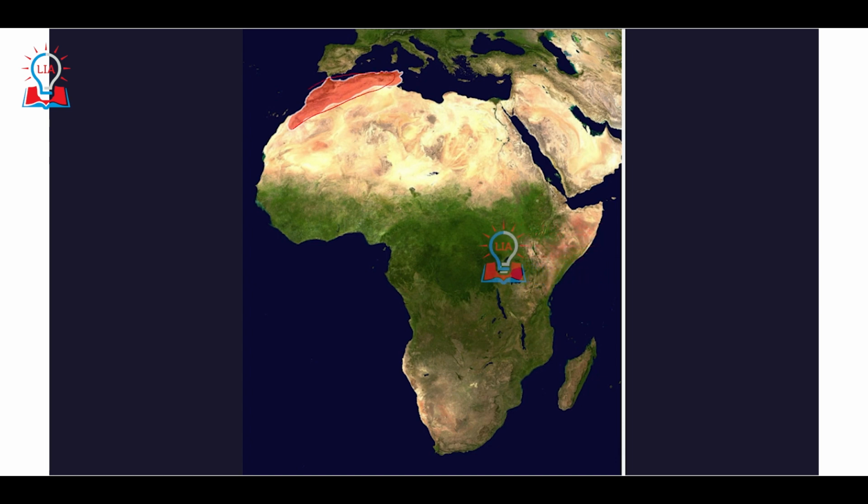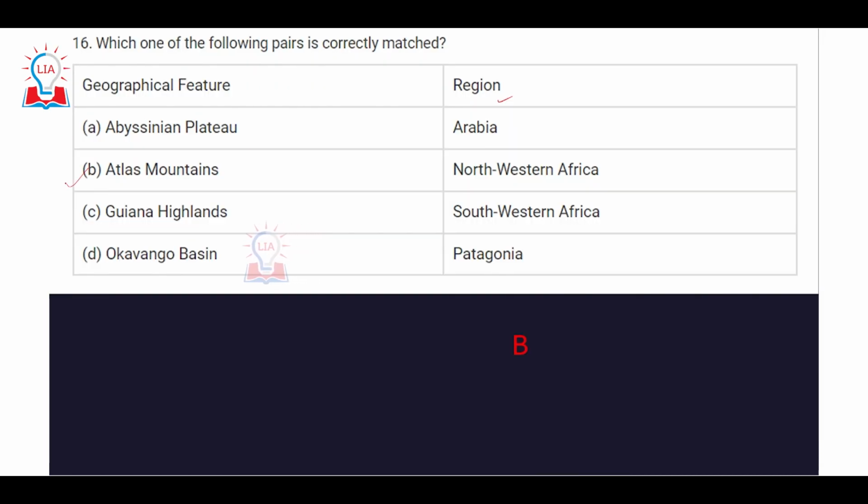Atlas Mountain is situated in the northwestern region of Africa, passing through countries such as Morocco and Tunisia, and it also borders the Mediterranean Sea region, and is situated near a very important strait called the Strait of Gibraltar. So the correct option here is B. Atlas Mountain is in northwestern Africa.